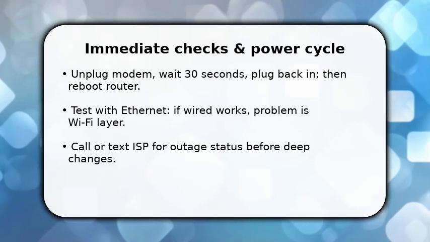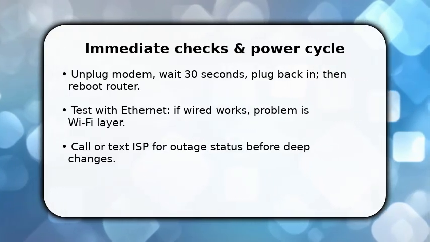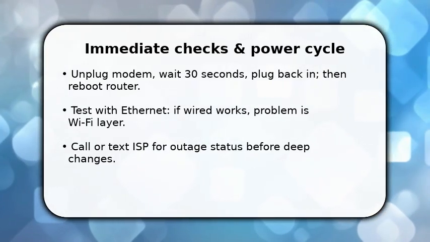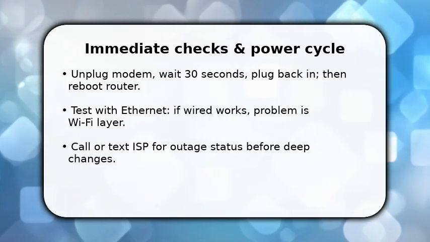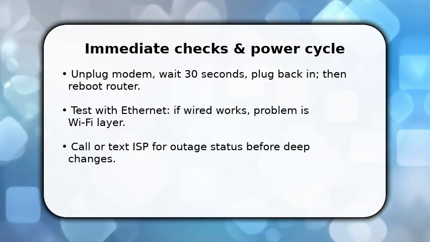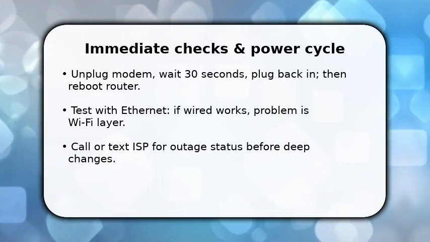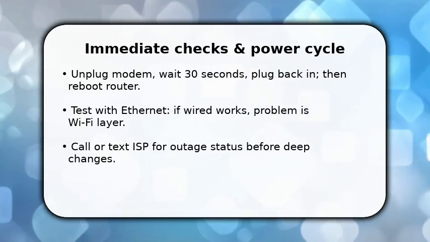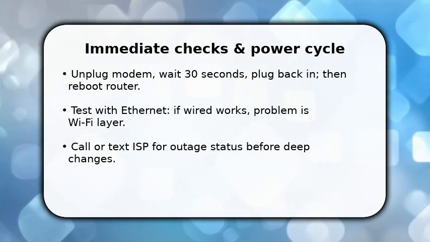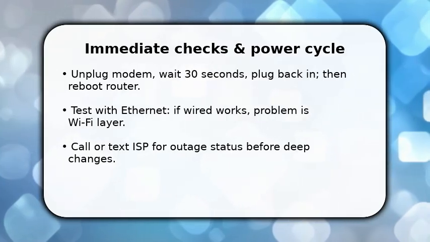Enjoy the video. You start with the essentials. Power cycle the modem and router now, because many faults clear instantly. While waiting, confirm your ISP isn't reporting an outage on your phone. Once devices are back up, plug a laptop directly into the modem with Ethernet to isolate Wi-Fi from WAN.